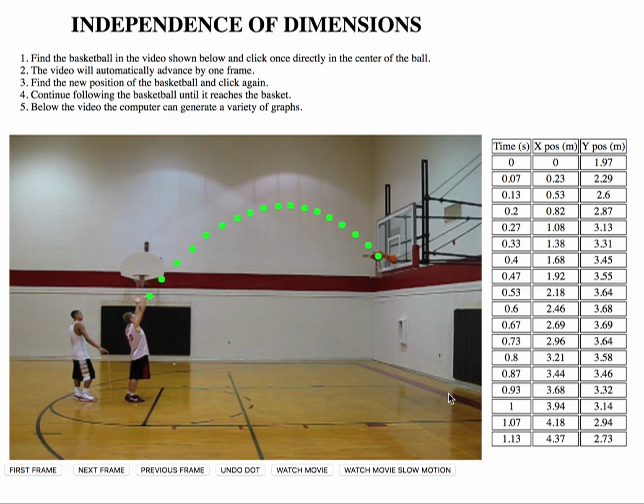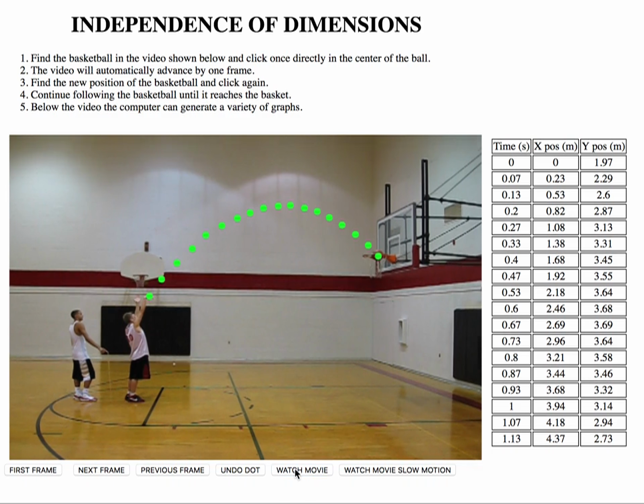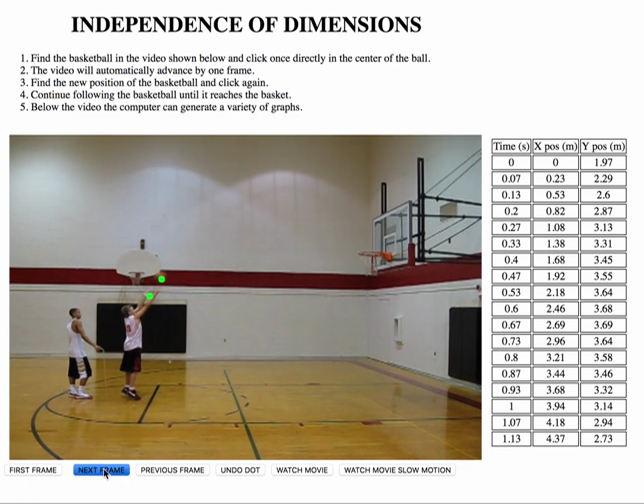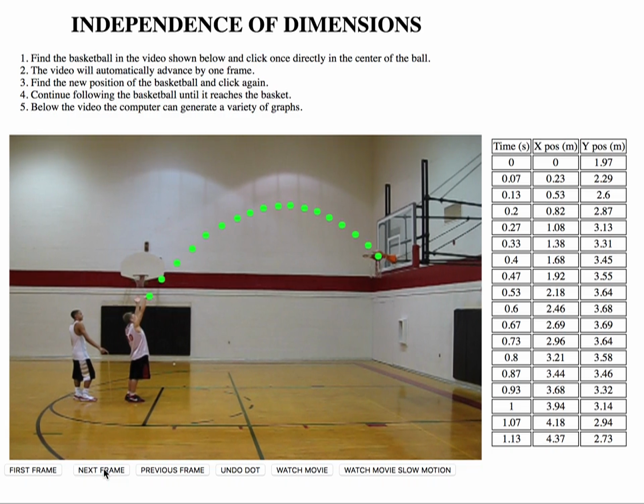Notice that if I watch the movie now, it will actually show me the motion map as it forms, or I can click through one frame at a time and follow the path of the ball. It makes a beautiful parabola, just like we talked about earlier, as the ball moves forward with a constant speed, but gravity causes acceleration in the vertical direction.